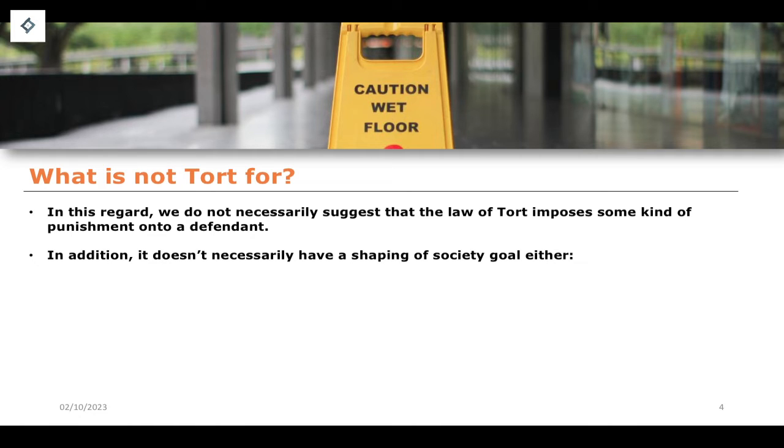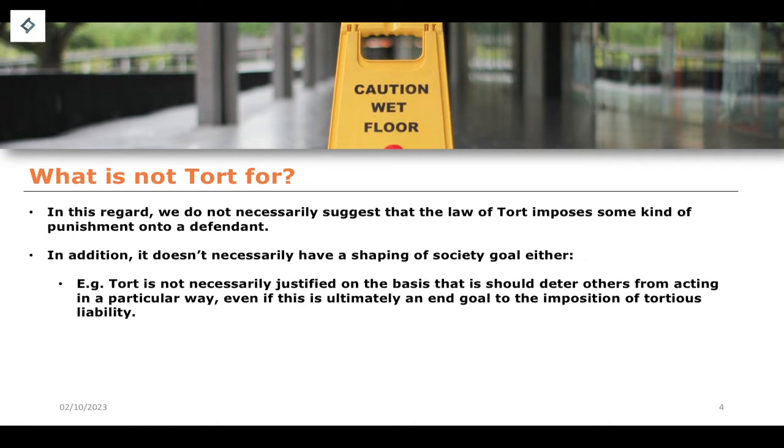Whereas with the criminal law, you could make the argument that one of the purposes and one of the justifications for the criminal law is to try and shape society in a particular way and to try and control behavior in a particular way. The law of tort doesn't necessarily have that purpose. Tort is not necessarily justified on the basis that it should deter others from acting in a particular way. Now, this isn't to say that tort doesn't have that result.